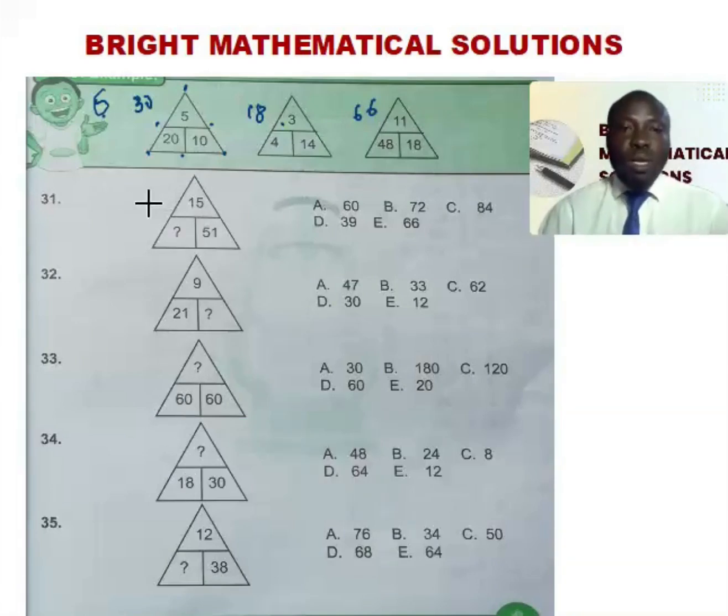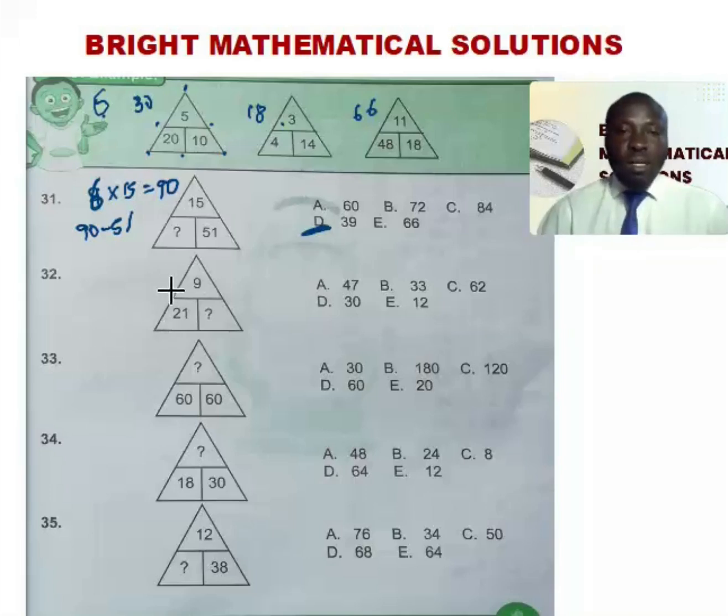Now the first one, we have 15 here. So let us say 6 multiplied by 15, and that gives us 90. And we know that the number that is here is what will give us 90. So that will now say 90 minus 51, and that gives us 39. So our answer is D, 39.